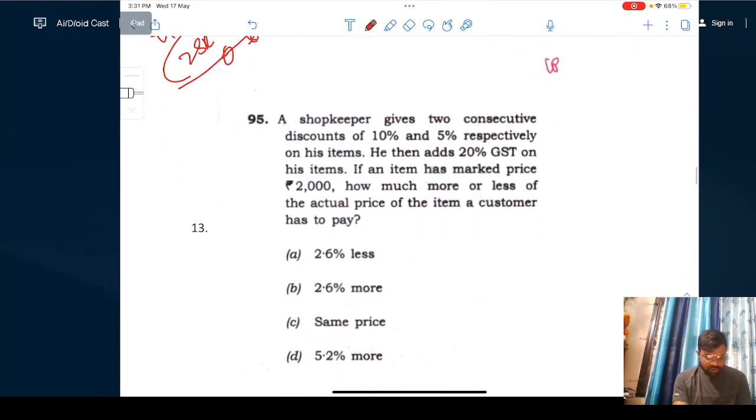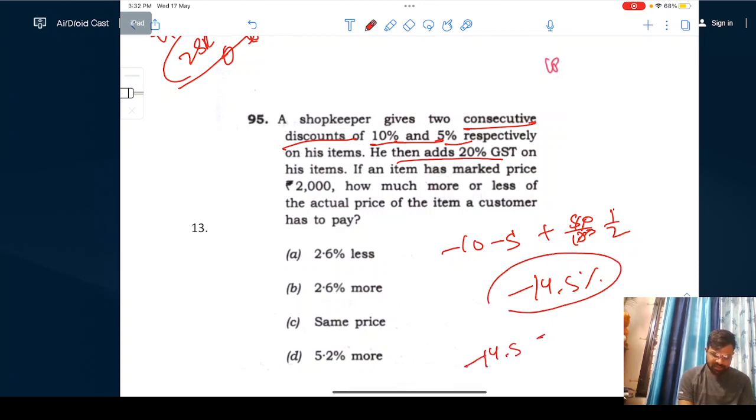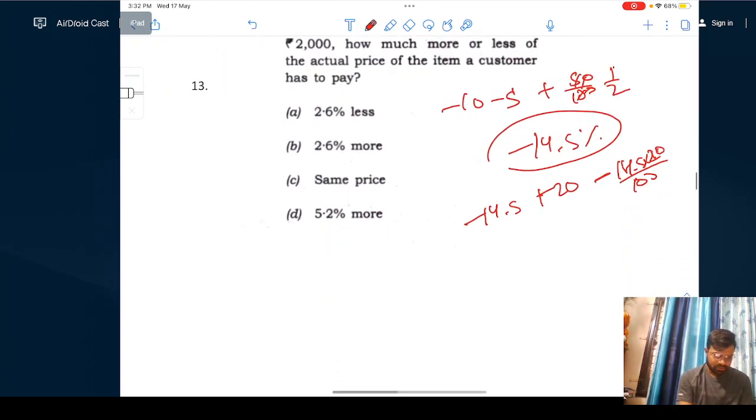Okay, now 13th question, consecutive discounts. We will obviously use the consecutive discount formula. 10%, 5% discounts, and then 20% GST added. First of all, we will find for 10% and 5%: minus 10, minus 5, plus 50 by 100, plus 1 by 2. So it will be minus 14.5%. Then with tax added, plus 20, minus 14.5 into 20 by 100.